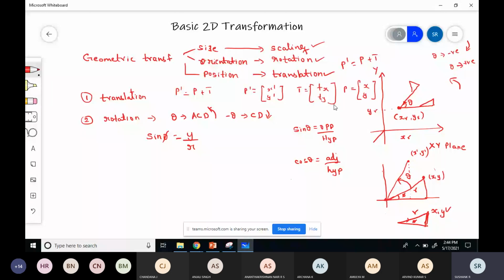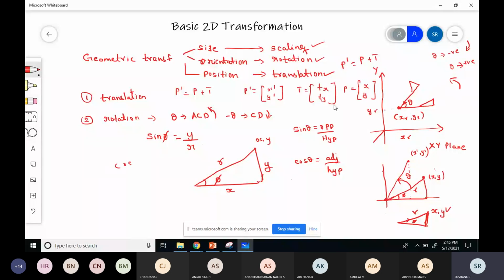Where to write this? So this is a straight line. This is phi. This is r. X comma y means this line is given by x and this line is given by y. If I write sine phi, it is equal to the opposite of this angle, y, divided by the hypotenuse, r. So sine phi is equal to y by r.